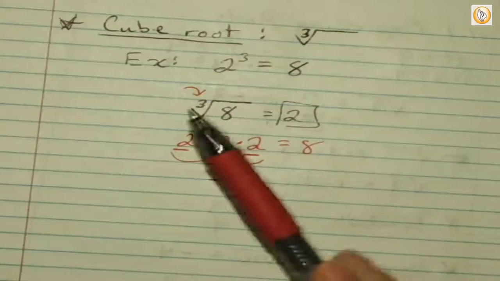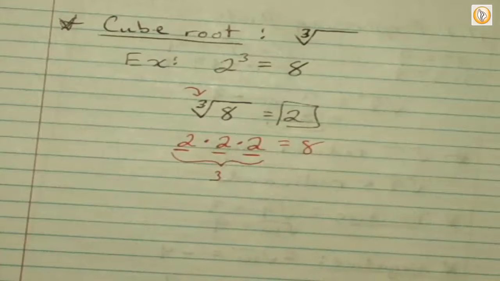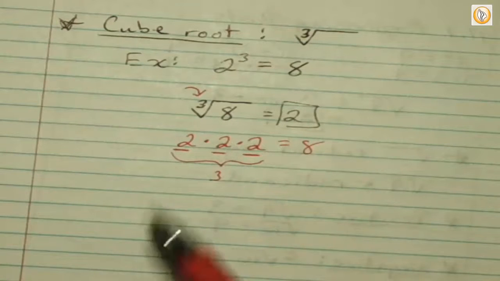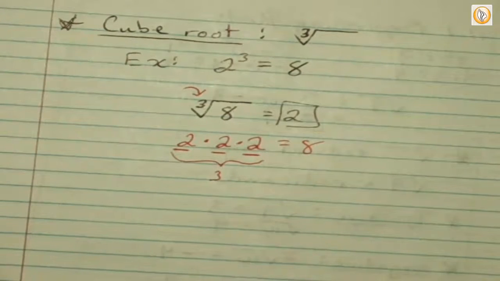Okay, so anytime they have the little number there, they're saying what number times itself that many times is going to get you the radicand.